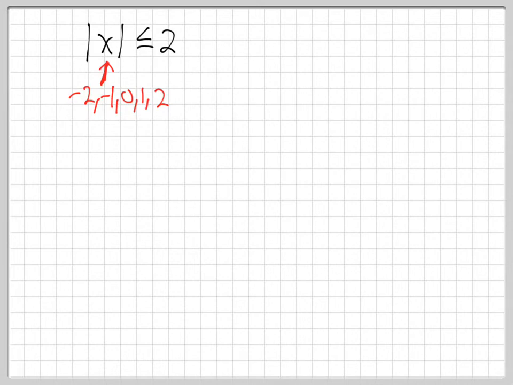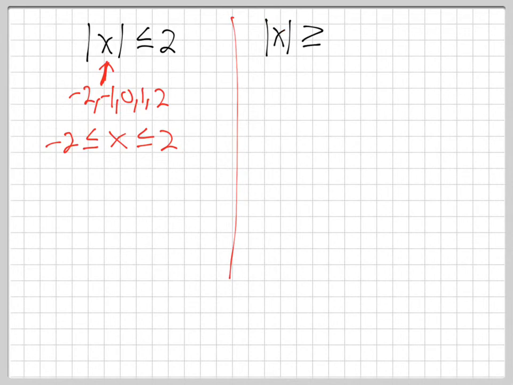So, what's my point in that? In other words, it's all the numbers like that, isn't it? It's all the numbers between -2 and +2. Now, on the other side, let's think about if we had absolute value of x greater than.